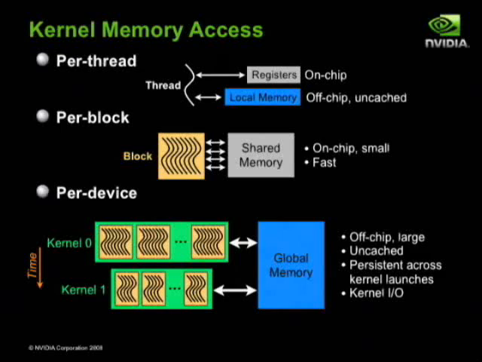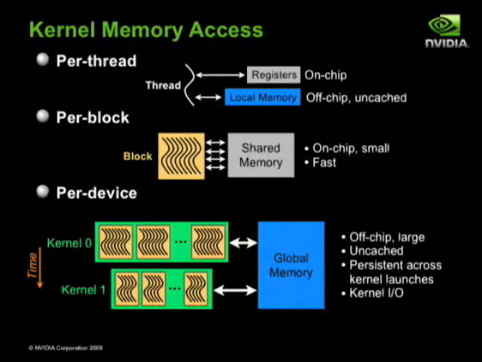Each thread has read and write access to per-thread register memory, which is on-chip and exists for the lifetime of the thread. In the 10 series architecture, there are 16,384 32-bit registers per multiprocessor, which are divided amongst threads in all resident thread blocks. Unqualified variables that do not fit in registers reside in local memory, which is uncached in DRAM. The lifetime of both register and local memory is the lifetime of the thread.